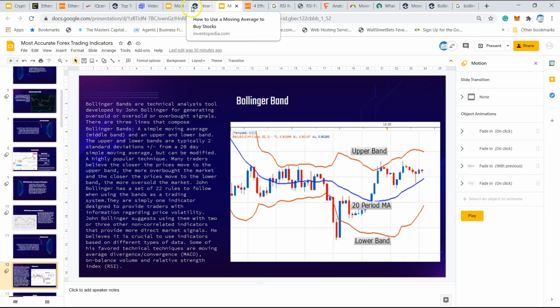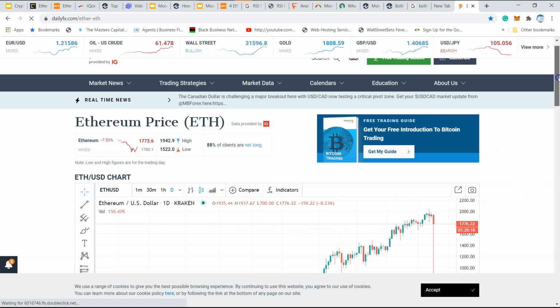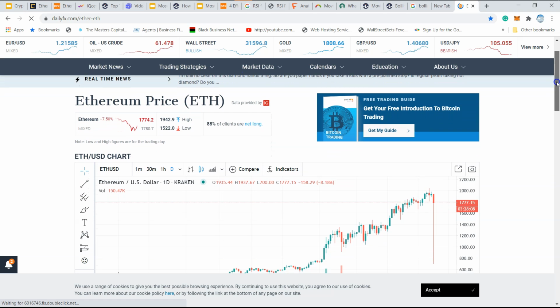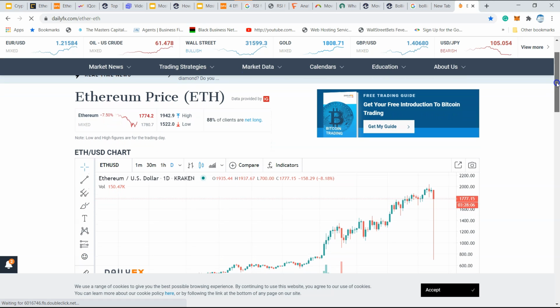So we're going to look at dailyfx.com. If you see at the top, this is dailyfx.com, and it's going to give you some free indicators. That's why we use it. There's also a trade viewer that you have to basically buy to get these little trade things.